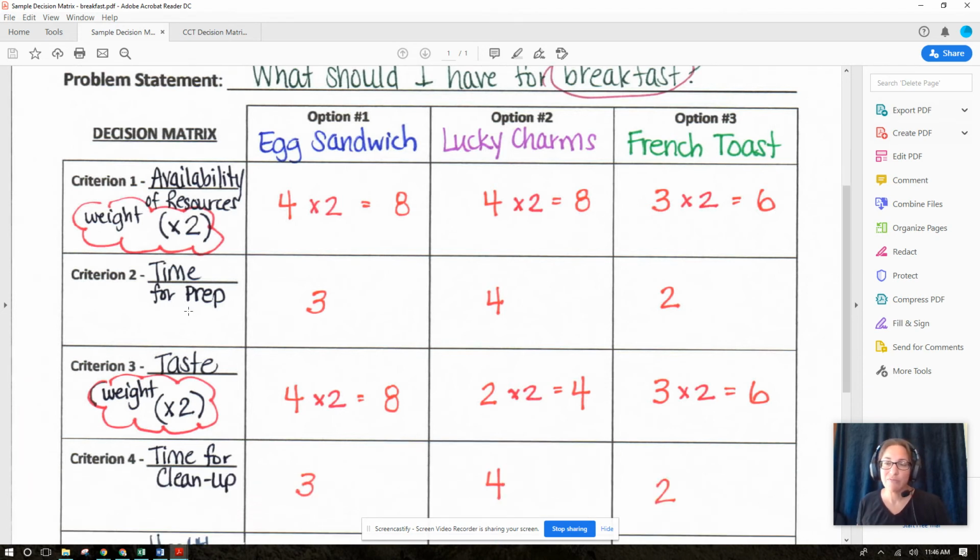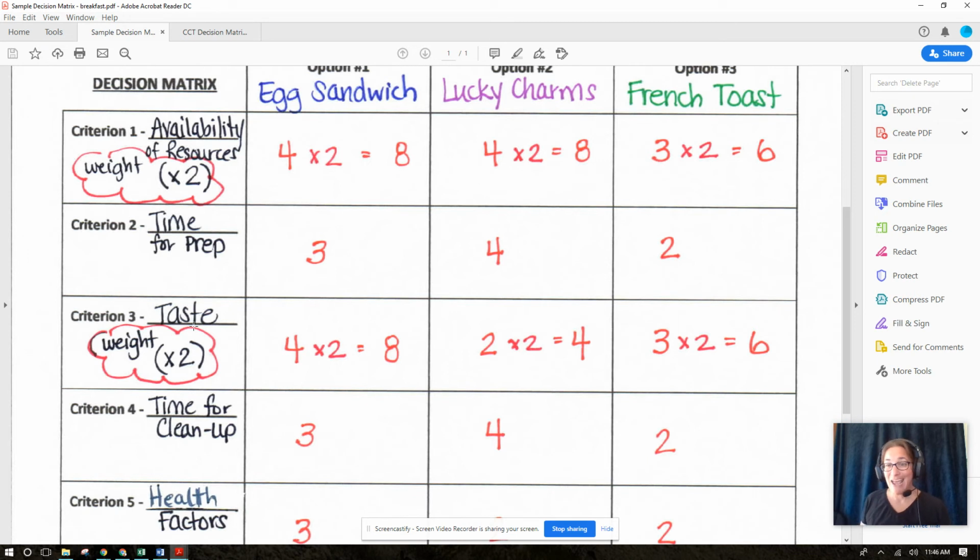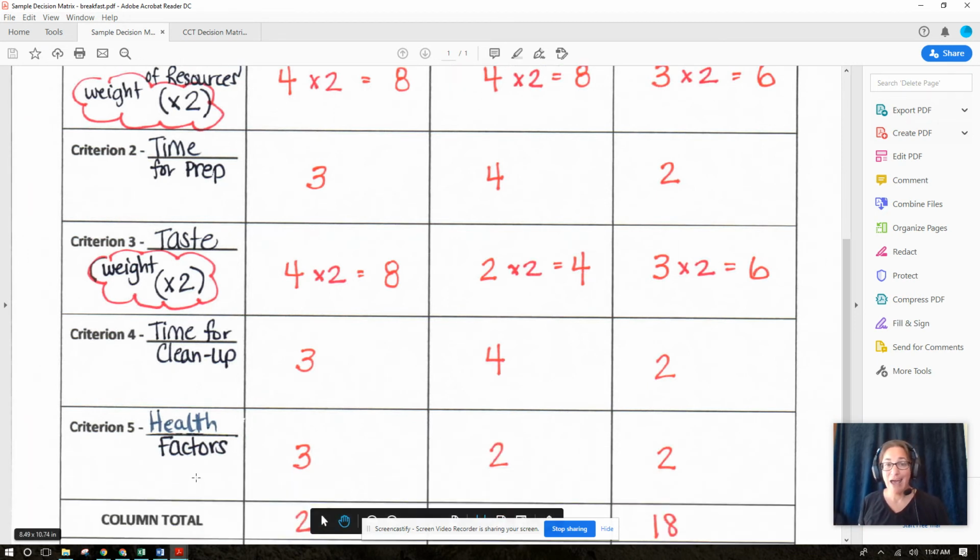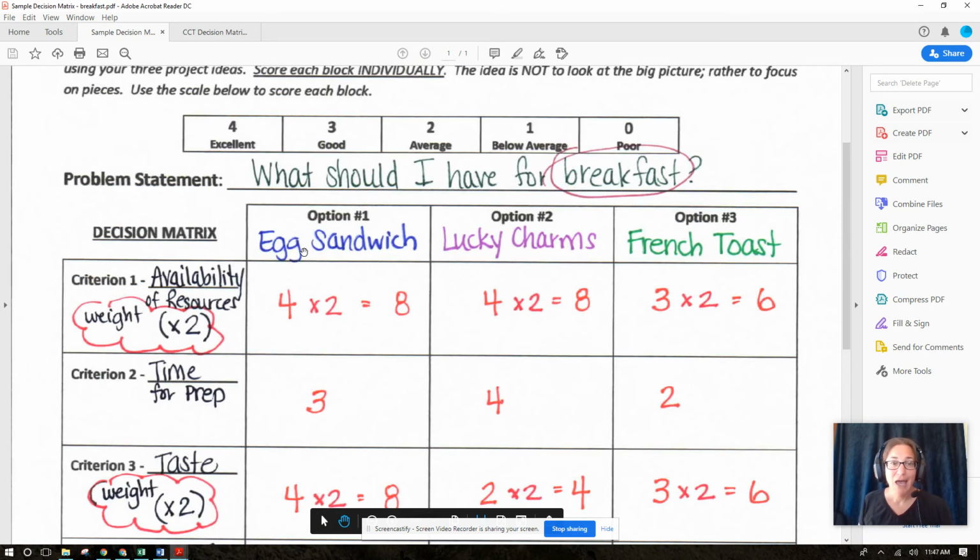And then I had time for preparation. I had taste, which is important to me. I had time for cleanup, and I had health factors. Okay. So I filled these in. Egg sandwich, I scored a 4 because I have the resources. Lucky Charms, 4. French toast, 3. Time for prep. Egg sandwich is going to take longer than the Lucky Charms, but it's not going to take as long as French toast. So that's how I figured out these scores.